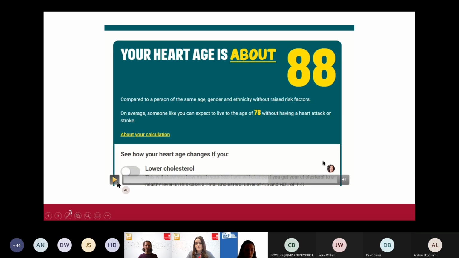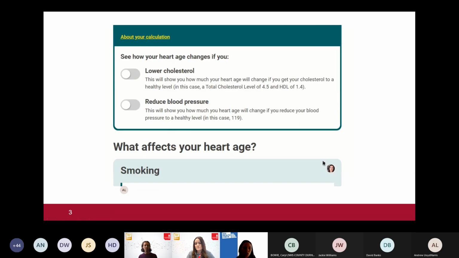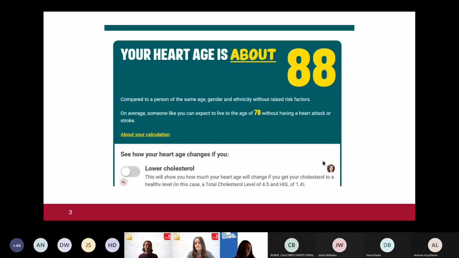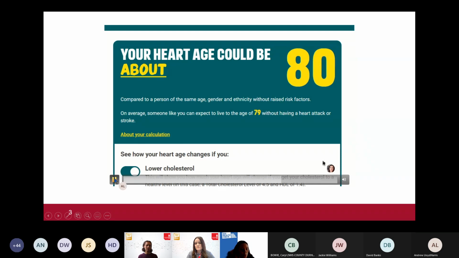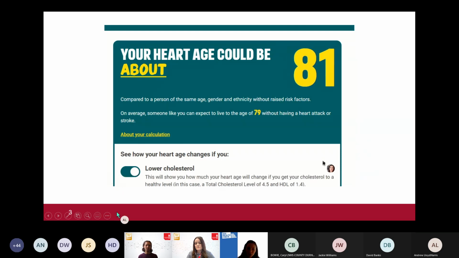Andrew, do you want to just start again, and then I'll get you if you just come down. So you can now see that there's two options there of lower cholesterol or lower blood pressure. And that allows the user to say how my heart age changes if I lower my cholesterol, lower my blood pressure. So that will then recalculate it for them to show them what that would look like.